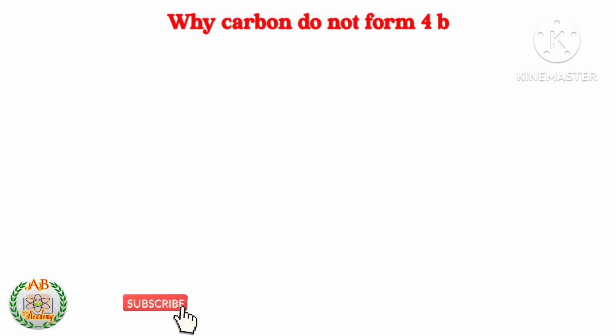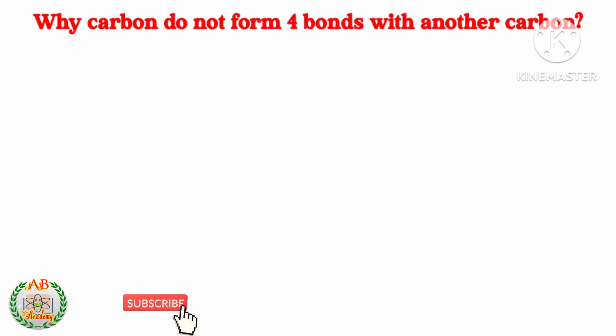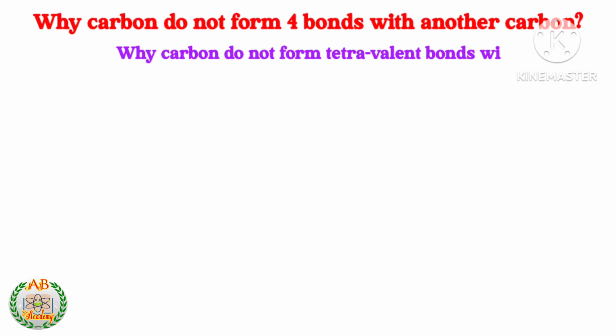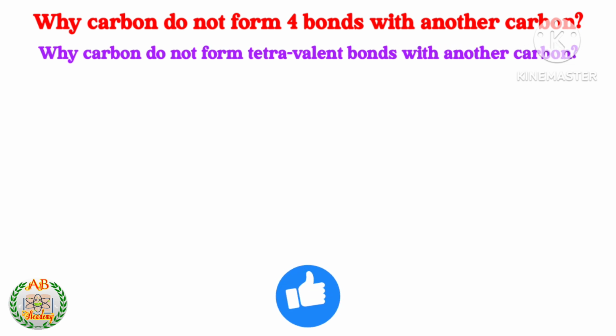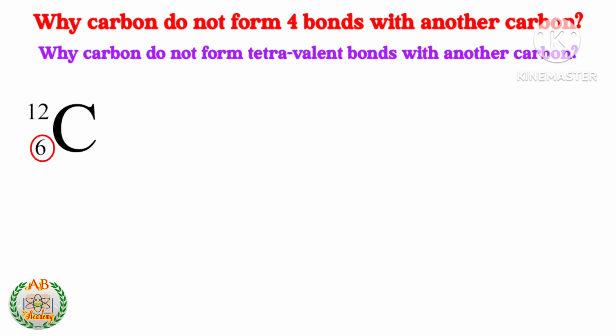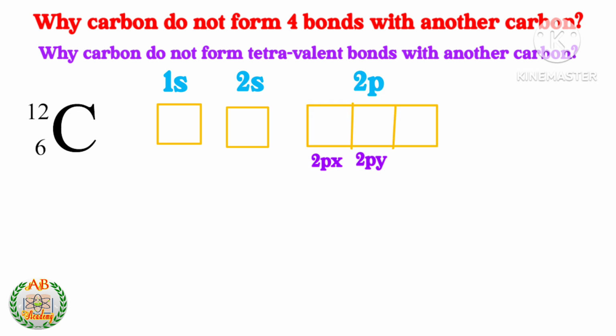Why does carbon not form 4 bonds with another carbon atom, or why does carbon not form tetravalent bonds with another carbon atom? We know that the atomic number of carbon is 6. Let me write the electronic configuration of carbon: 1s, 2s and 2px, 2py and 2pz.